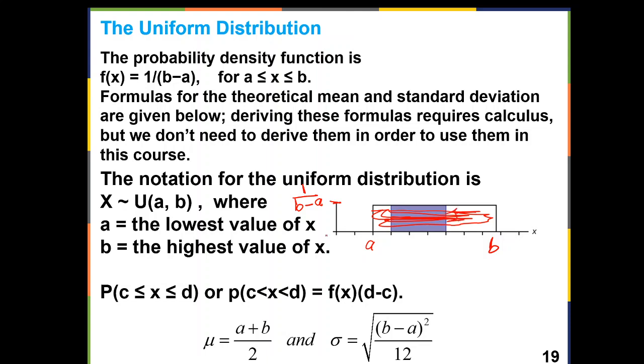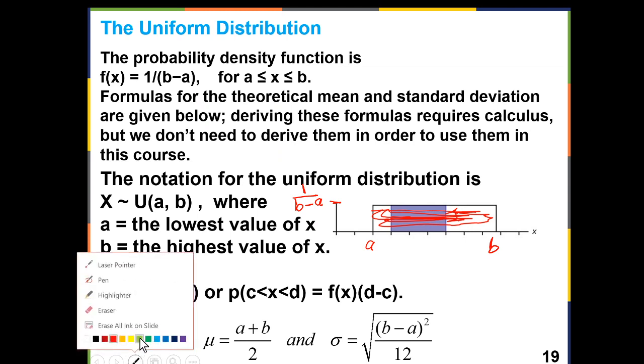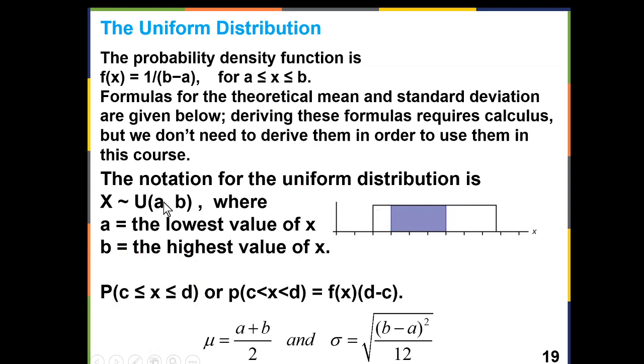Now, the notation for this distribution is given by this. So x is uniform with the parameters that we need, which are just a and b, the two numbers. That's all. a is the lowest value of x and b is the highest value of x.